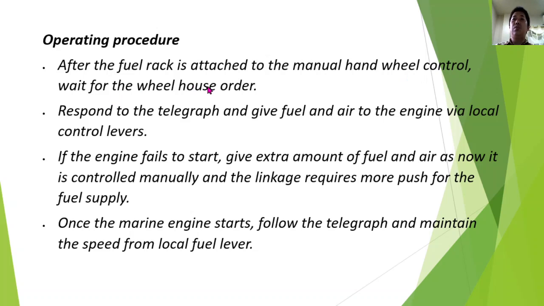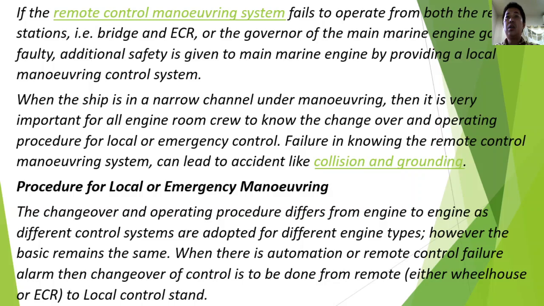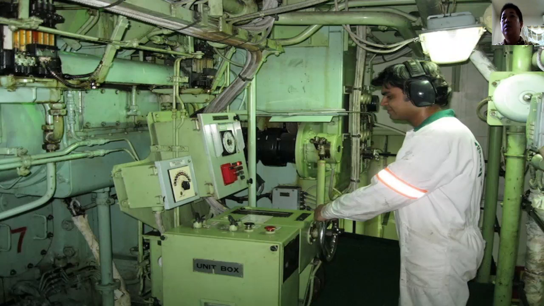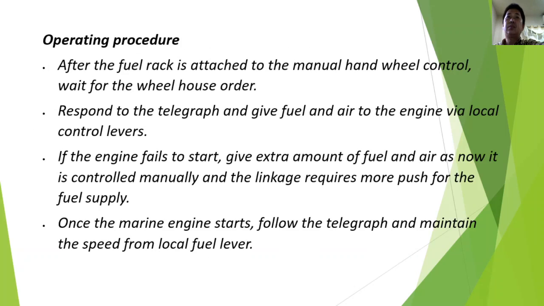So wait for the wheelhouse to order on the telegraph. I cannot see the telegraph here, but it is somewhere near here. This is the bell of the telegraph; it is not shown in this picture. Respond to the telegraph and give fuel and air to the engine via the local control levers. If the engine fails to start, give an extra amount of fuel and air, as it is now controlled manually and the linkage requires more force of fuel supply.